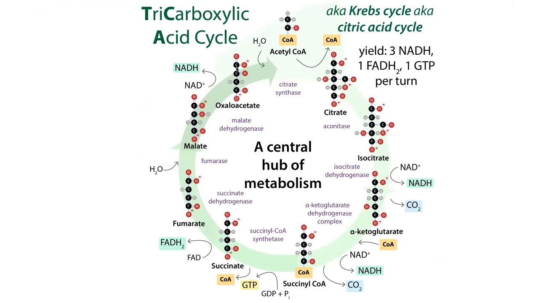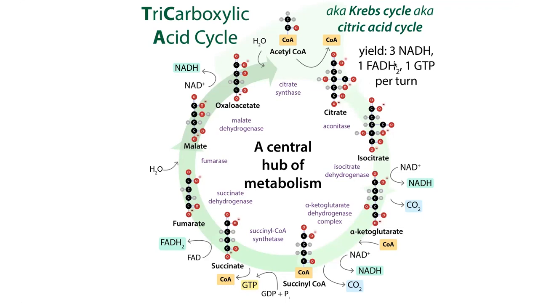Oxaloacetate has 4 carbons. 2 carbons plus 4 carbons is 6 carbons. We join these together, we get the 6-carbon citrate. Then we lose 2 carbons in the form of CO2. So in 2 different steps, we're going to lose 1 carbon dioxide, and then another carbon dioxide. So we go from that 6-carbon compound back to a 4-carbon compound, which we regenerate to form another oxaloacetate. And therefore, when we add another acetyl-CoA, we can continue on the cycle.